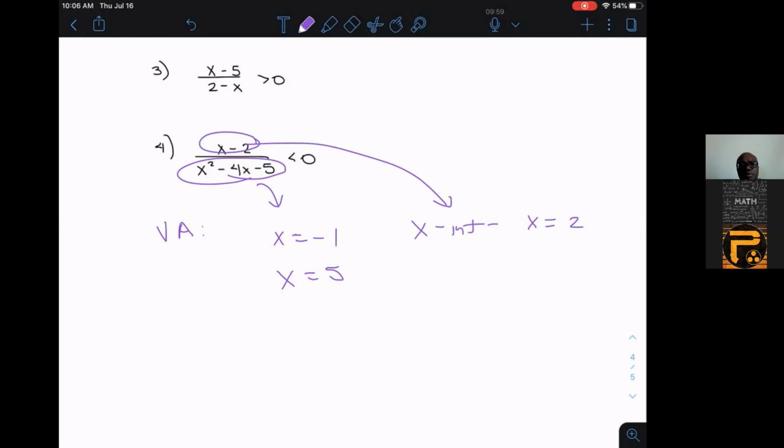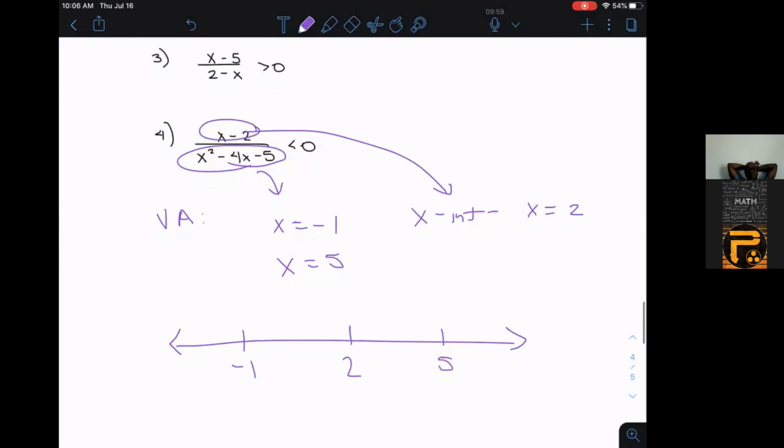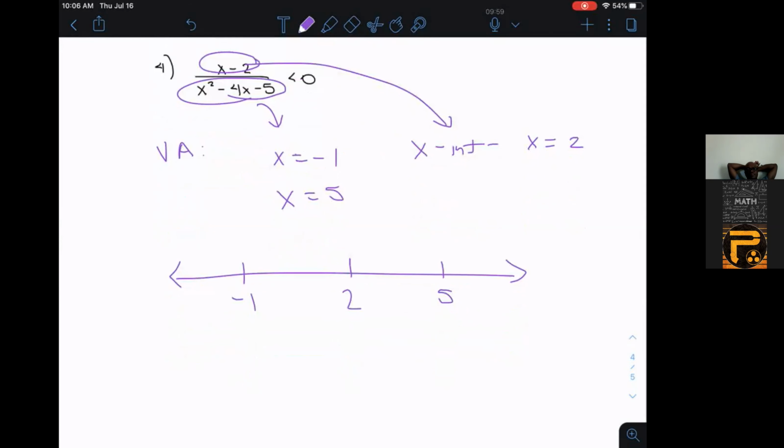So from here, now all you have to do is just draw your little table. So you have -1, you have 2, and then you have 5. This is where you have to test the different points. You already tested something before that. You tested 2, and now you have to test something between -1 and 2. This was the part you didn't include, but that's okay. Now you know that you have to include this part.